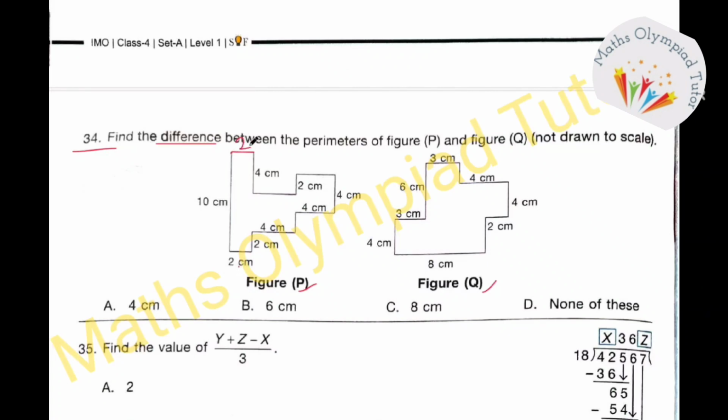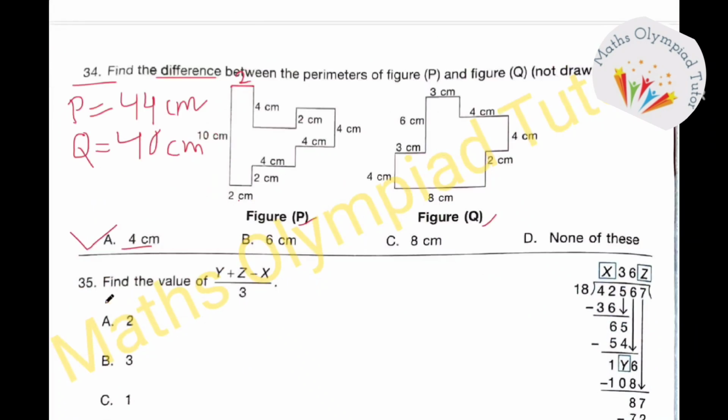Even if a side is not mentioned, we have to consider it. This is 2, so this is 2. Like this, we have to consider all the sides. The sum of all the sides we have to consider to find the perimeter. So for figure P, when we add all the sides, we get the perimeter as 44 centimeter. And for figure Q, when we add the lengths of all the sides, we get the perimeter as 40 centimeter. So the difference here is 44 minus 40, that is 4 centimeter. Option A.